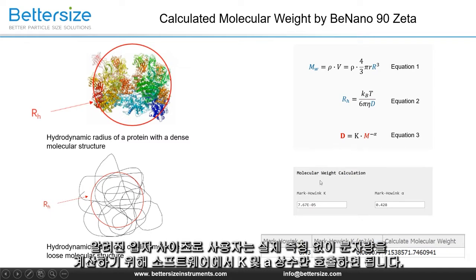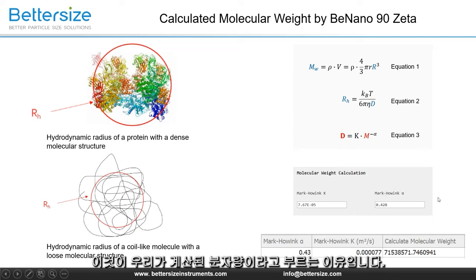With known particle size, the users only need to call on the kappa and alpha constants in the software to calculate the molecular weight without actual measurement. That is why we call it calculated molecular weight.